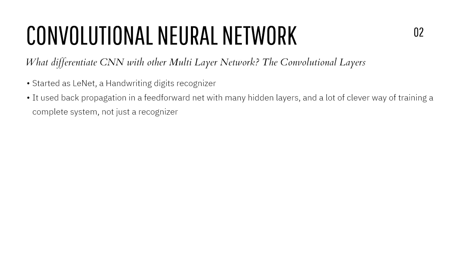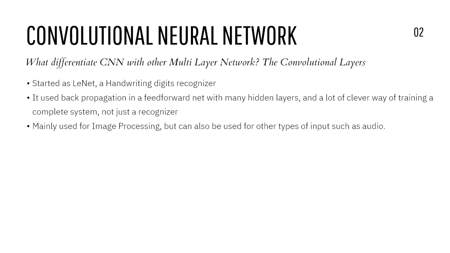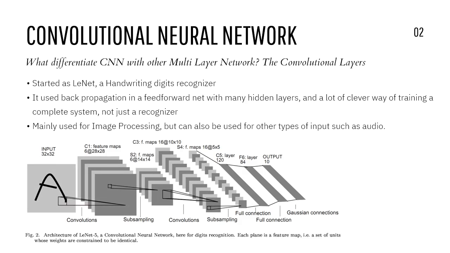So it started as LeNet, as a handwritten digit recognizer, and it uses backpropagation from a feed-forward net with many hidden layers and a lot of clever ways of training in a complete system, not just a recognizer. Yeah, as I said before, the typical use of CNN is for image processing, but you can also implement it for other input types. And this is the architecture of the first LeNet, a simple CNN for digit recognition.